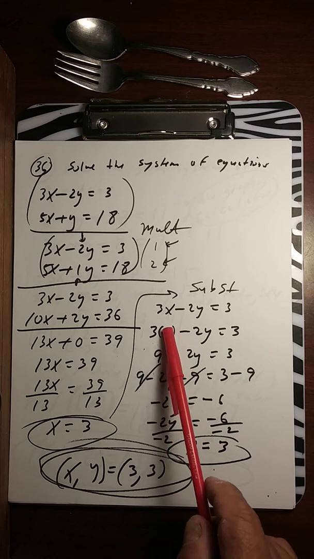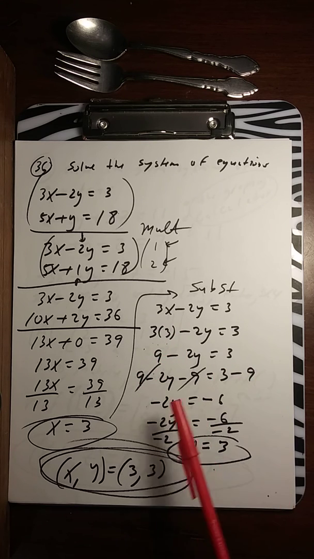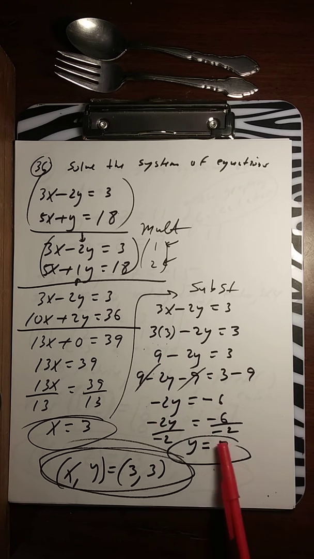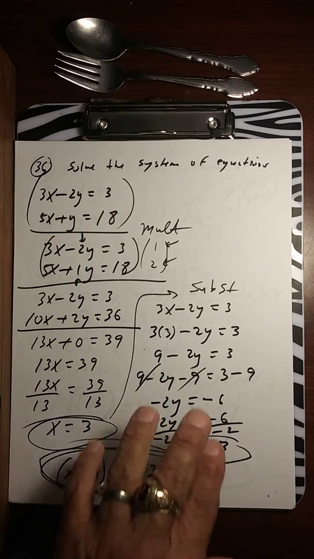Put it back in the other one. 3 times 3 is 9. Minus 9 minus 9, so negative 2y equals negative 6. These cancel out, you have 3. So the answer is 3, 3 for the x and the y.